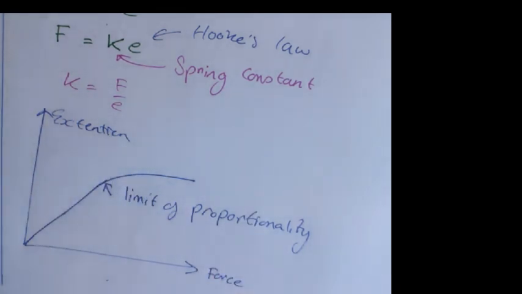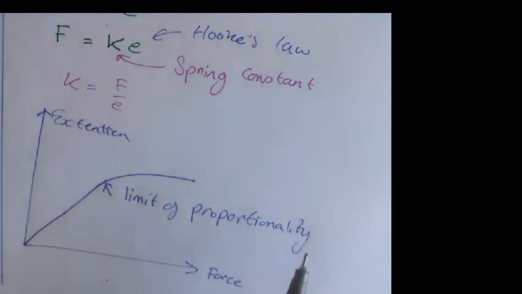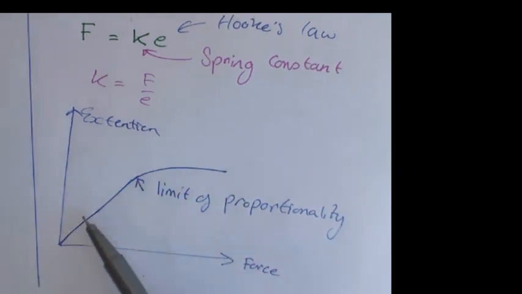Before it reaches the limit of proportionality, you can work out what an extension will be from the force using Hooke's law. Once it's gone past that, you can't do that anymore because it's harder to predict how it's going to behave. So only whilst it's in a straight line and obeying Hooke's law can you do that.